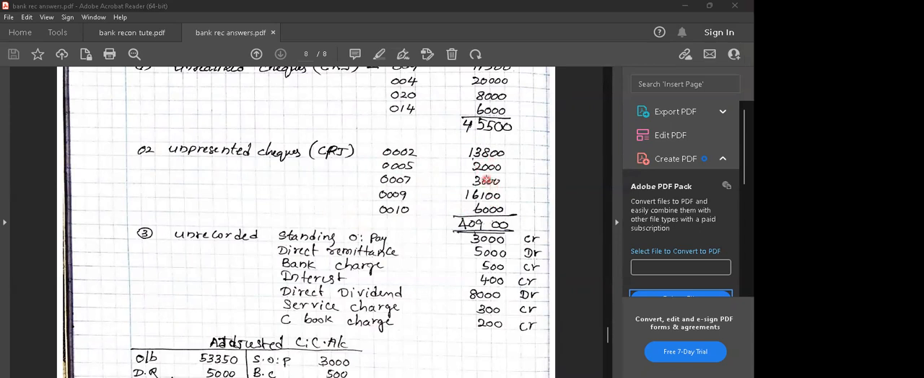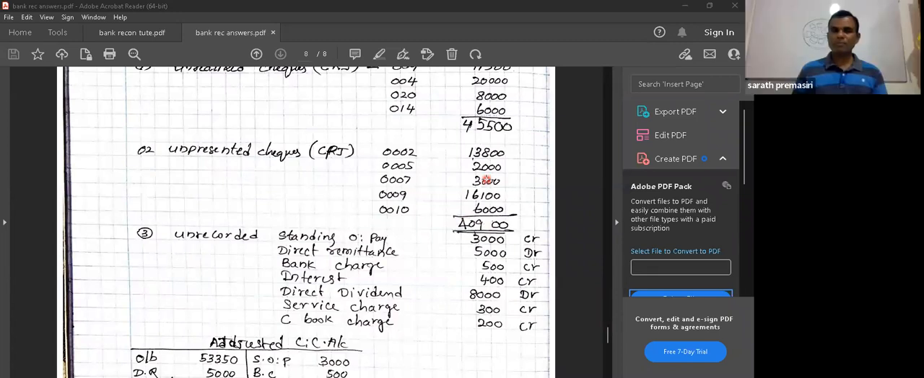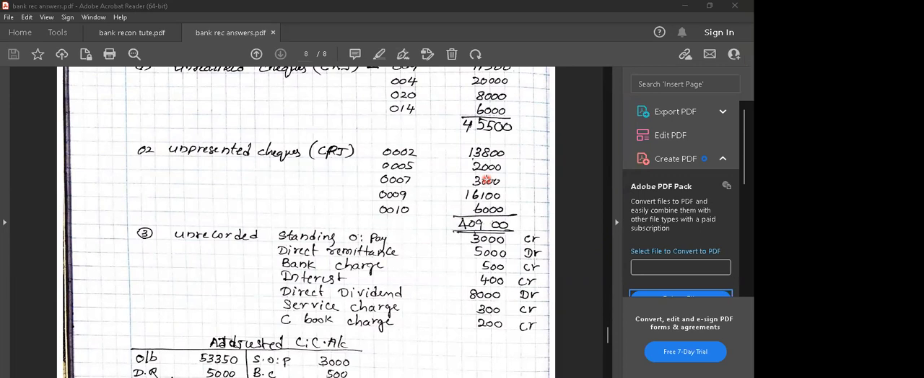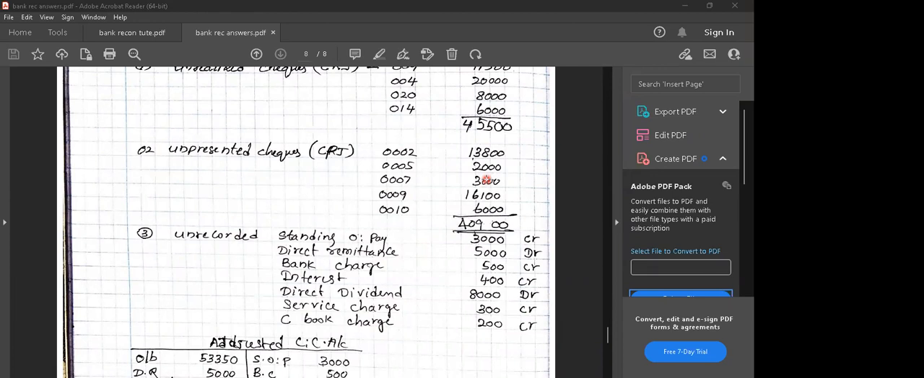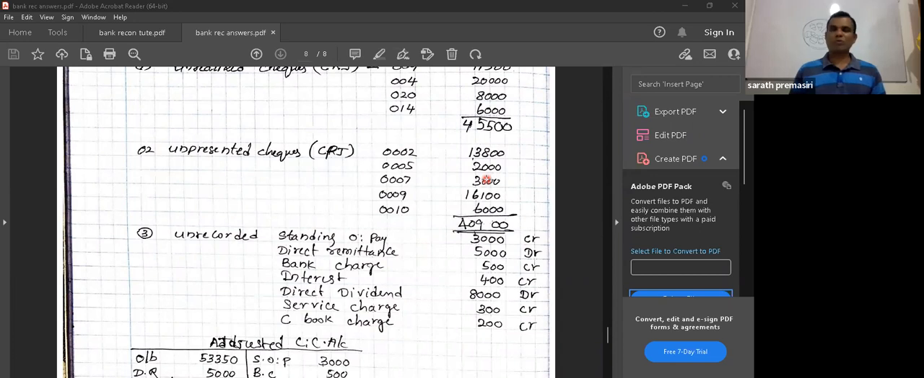Sir, is it a must to write the check number? It is not compulsory, but the value should be compulsorily written. Writing the check numbers is not strictly necessary, but it is better for you to mention these check numbers as well.